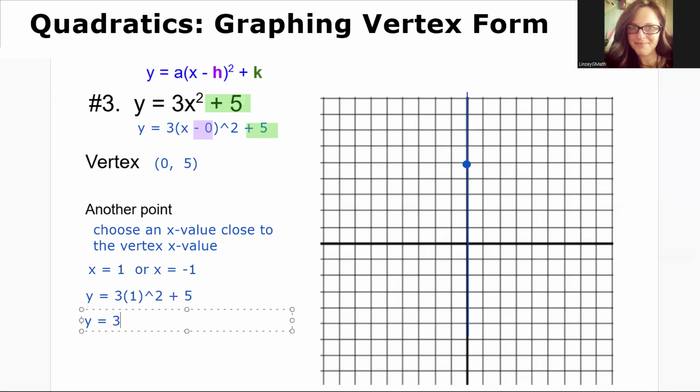Using our order of operations, we get our second point, 1, 8. And we'll graph it. And using our axis of symmetry, negative 1, 8 will be another point. And connecting, and there is our graph.